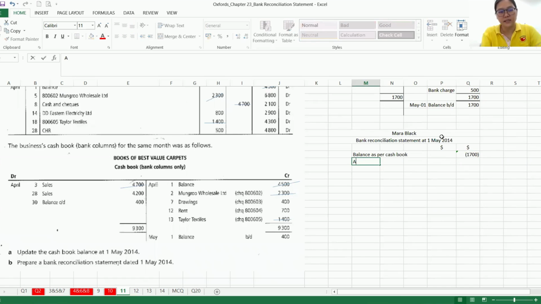Okay, next is add unpresented check. Our unpresented check, which is in this credit side, we have 400, 700. So 400, 700. And what we pay for this one? Okay, based on the information that we have, we pay for drawing, which is the check number 800603. This is one of it.